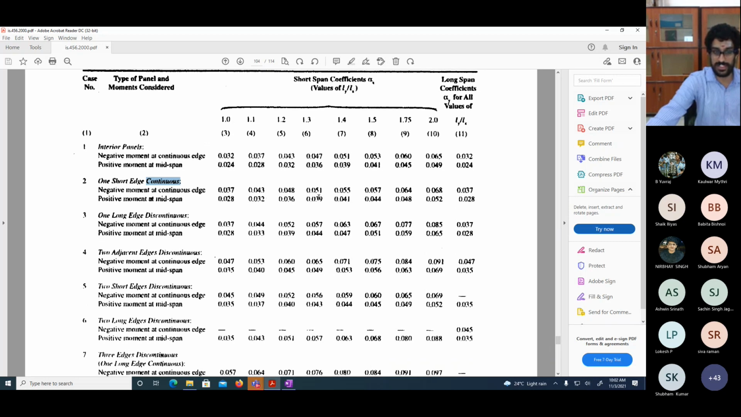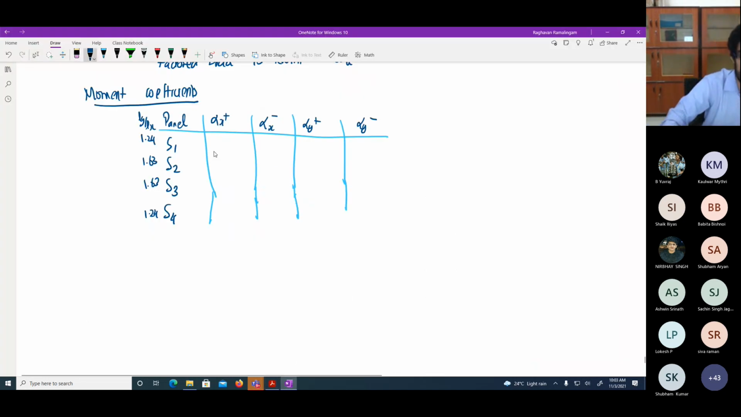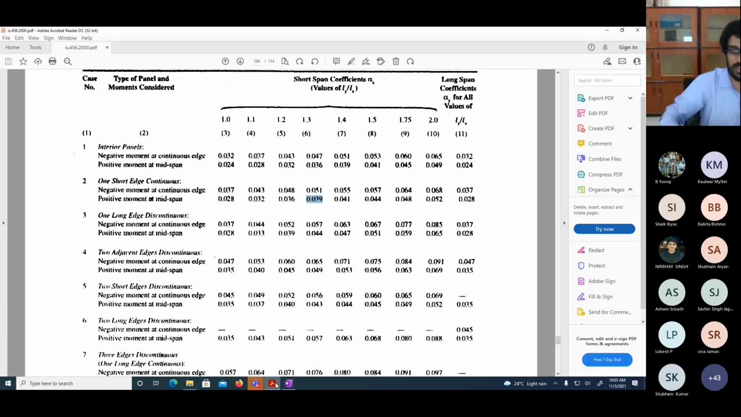This is for alpha x. The conservative value between 1.2 and 1.3. Okay. So 1.24 is approximately 1.25. So 0.048 and 0.051. Let me take about 0.05, and for positive moment, let me take about 0.038. Okay, it's just approximation. 0.05 level. 0.05 and 0.03.